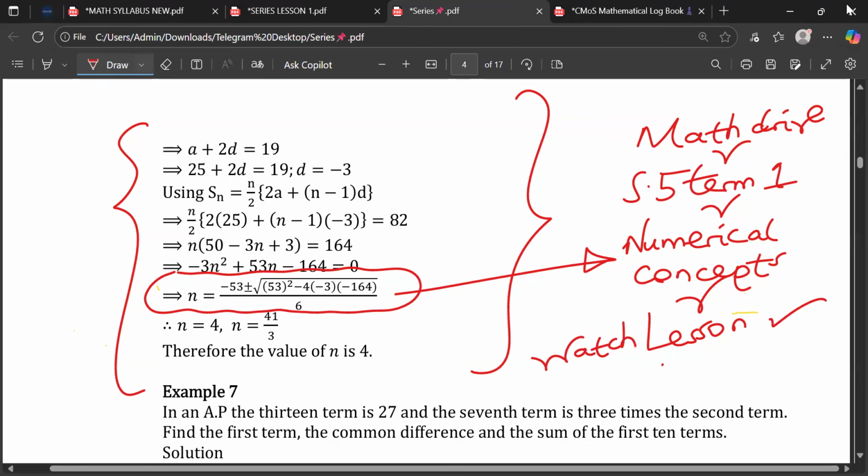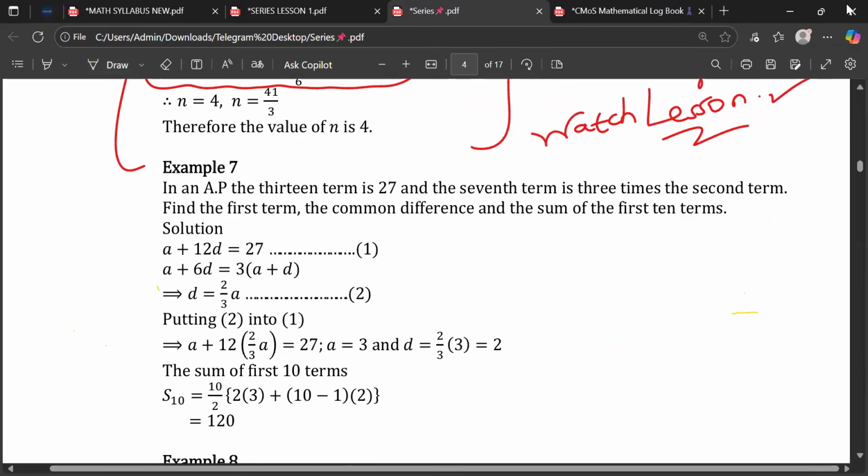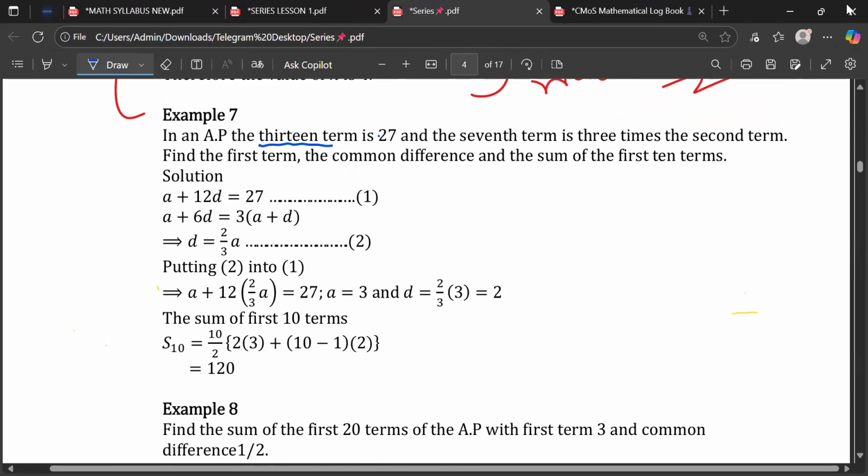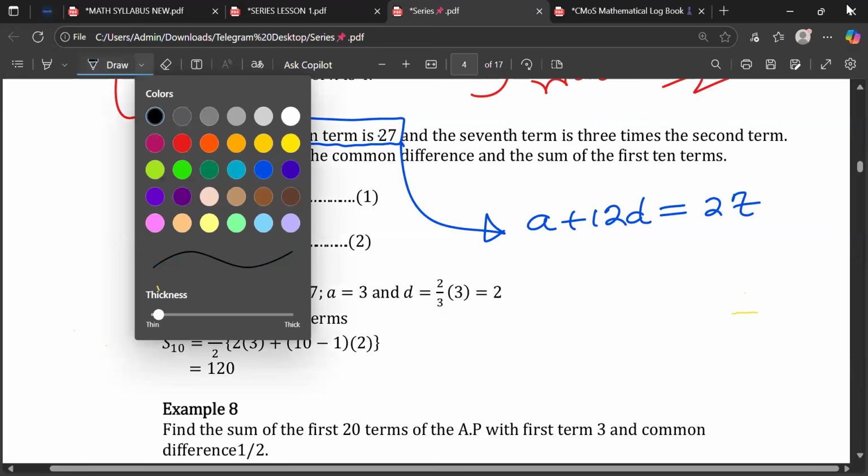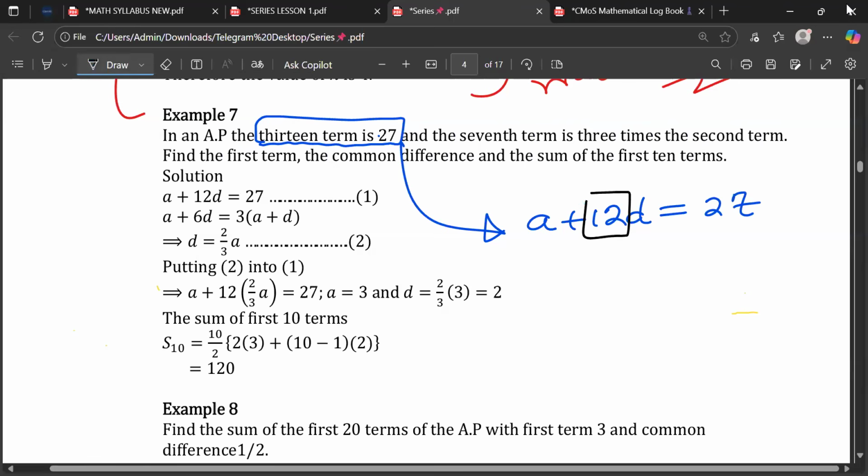You look at this question. They are saying the 13th term is 27. For you, all you need to know is that the 13th term is like this. Because of 13 here, it will be 12d, equal to 27. So the only trick is this 12, and that's where series stops. So this is equation 1.